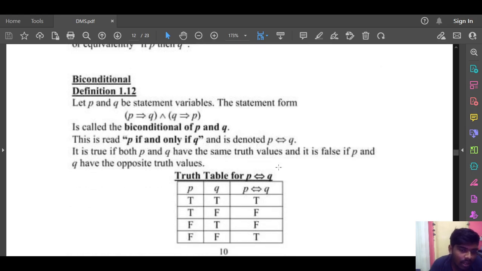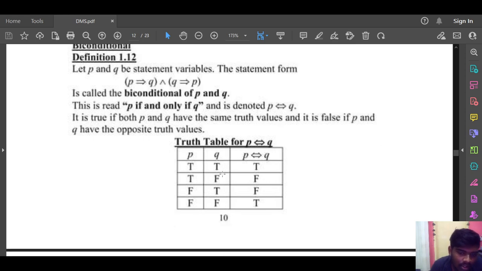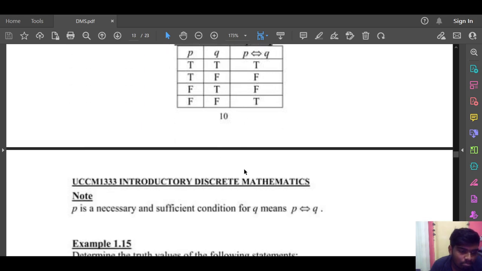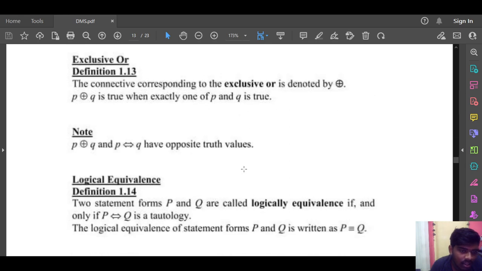And there are also biconditional statements, where P if and only if Q is denoted by this symbol, and the truth table of the biconditional, that is P if and only if Q, is this one. And here are some examples. And these are exclusive OR.